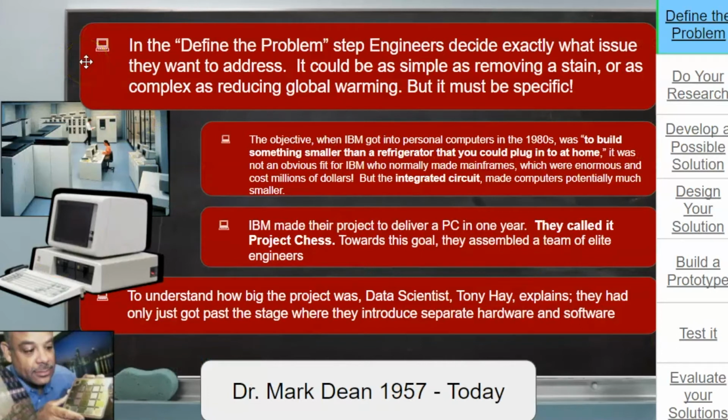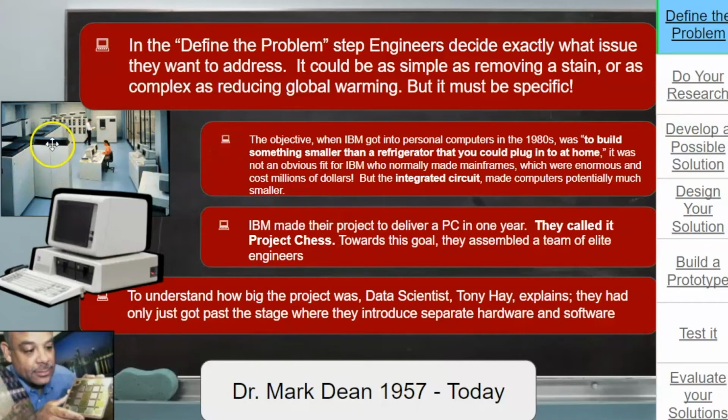In the define the problem step, engineers decide exactly what issue they want to address. It could be as simple as removing a stain or as complex as reducing global warming, but it must be specific. The objective when IBM got into personal computers in the 1980s was to build something smaller than a refrigerator that you could plug into at home. It was not an obvious fit for IBM, who normally made mainframes, which were enormous and cost millions of dollars. But the integrated circuit made computers potentially much smaller. So their objective was to make something smaller than a mainframe.